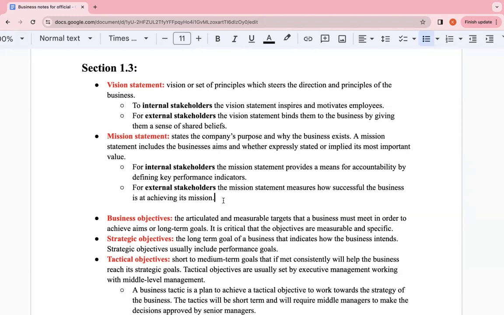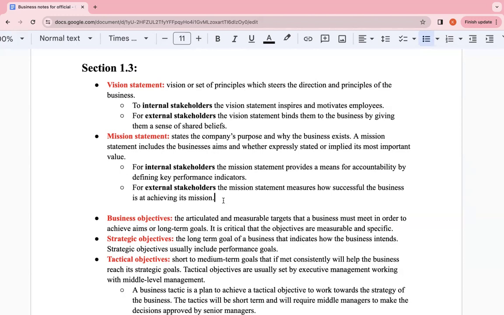A mission statement, however, which is different from a vision statement, basically states the company's purpose and why the business exists. So for example, if it's a company that creates environmentally friendly cars, their purpose might be helping the environment, making the world a more sustainable place. That's an example.